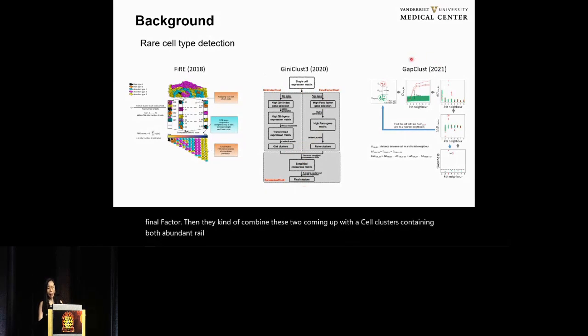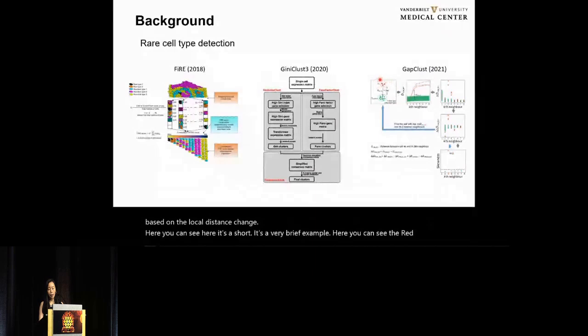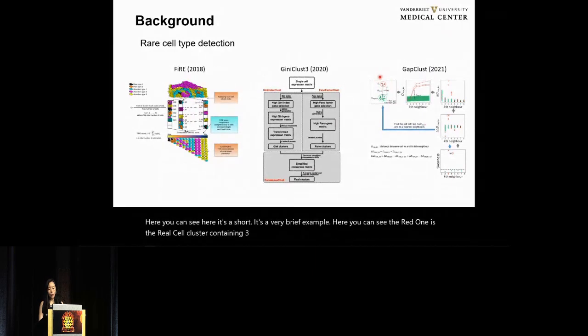GapClust is a method also based on the k-nearest label graph, but it's based on the local distance change. Here is a very brief example. You can see the red one is a real cell cluster containing 3 cells. If you build a k-nearest label graph for this one, you can find the 2 nearest labels. Then if you go to the 3rd nearest label, there will be a dramatic distance change, from D1, D2 to D3. So they used the second-order derivative of this distance to find those dramatic distance changes, then used skewness to identify those rare clusters.